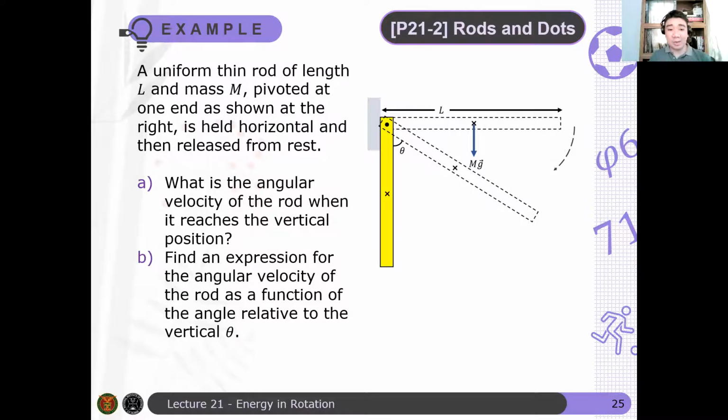And then, the second one is find an expression for the angular velocity of the rod as a function of the angle relative to the vertical given by theta. So, given dyan yung theta. Sige. I'll just show you the solution to this problem. Okay?